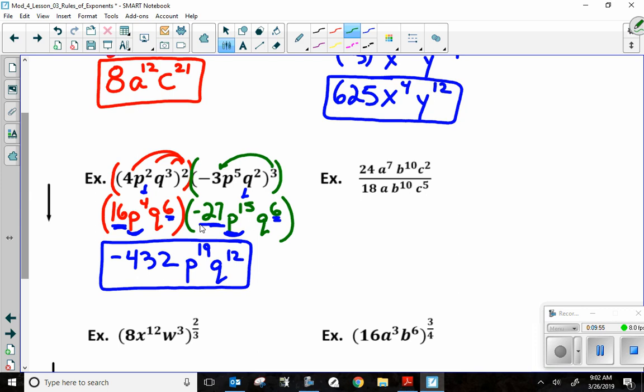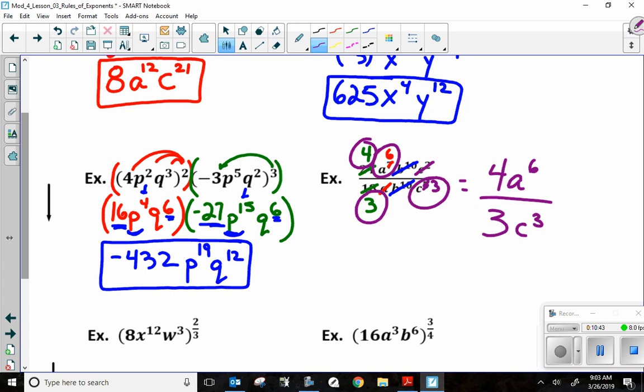All right, the next one, middle right. I can subtract these, but what I'm going to do is just divide and reduce. To me, it's a lot easier. 18 and 24. Do I have a common factor? I do. It's 6. 6 goes into 24 4 times. 6 goes into 18 3 times. Now I just reduce my variables. I have 1 a on the bottom. I'm going to take 1 a out of the top, so that becomes a to the 6th. b to the 10 cancels completely with b to the 10. Now I have 2 c's on the top, and I'm going to take them out of the bottom 5, and that will leave me 3 c's in the bottom. So what do I have? I have 4 a to the 6th on the top. On the bottom, I have 3 c cubed. And there you go.